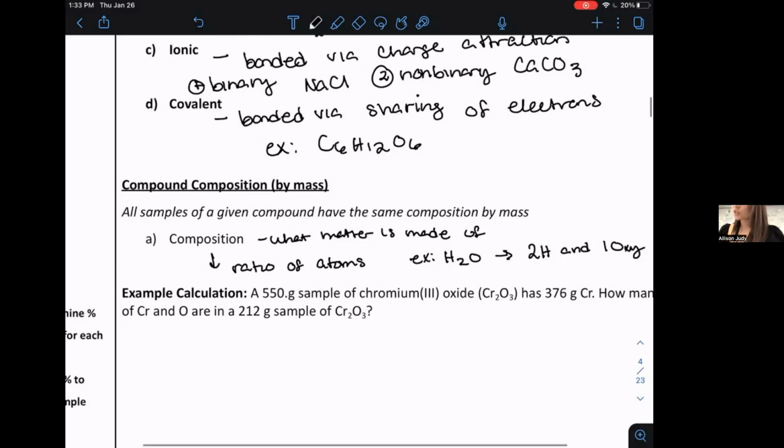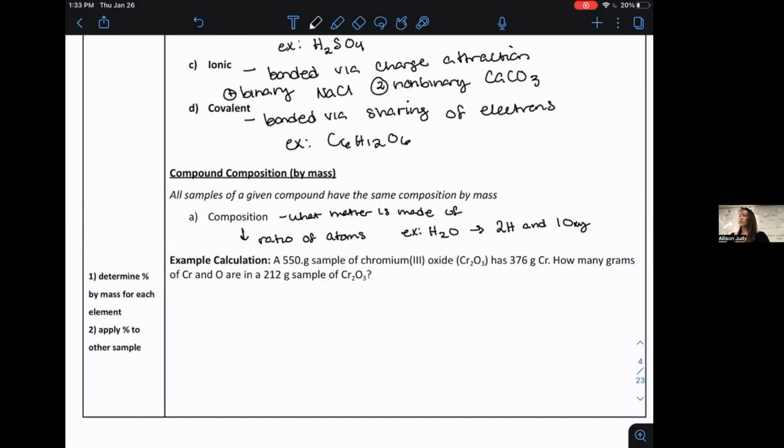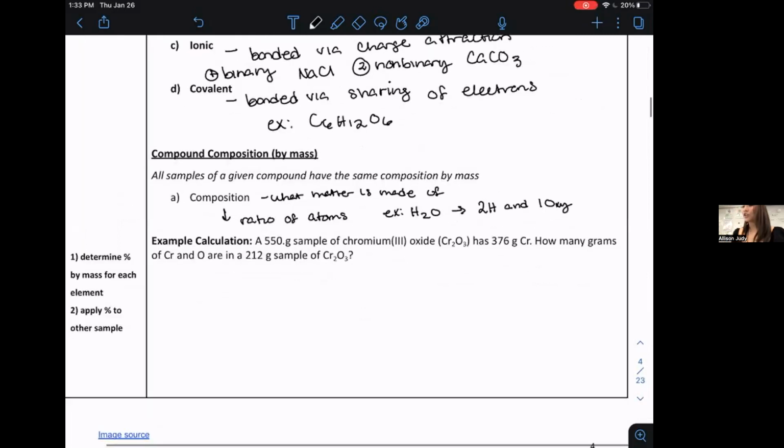Now, how do we do this mathematically? And by the way, this tends to be a very simple MCQ or FRQ if you're lucky. So let's say I have a 550 gram sample of chromium(III) oxide, an ionic compound, Cr2O3. And it has 376 of those grams from chromium. And I ask you how many grams of chromium and oxygen are therefore in another sample of 212 grams, assuming it's the same compound.